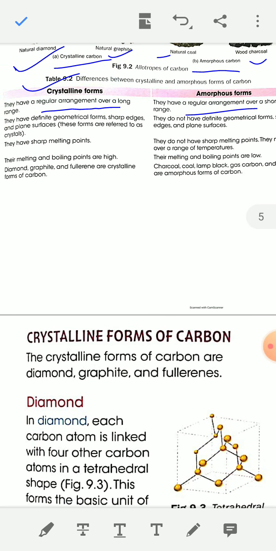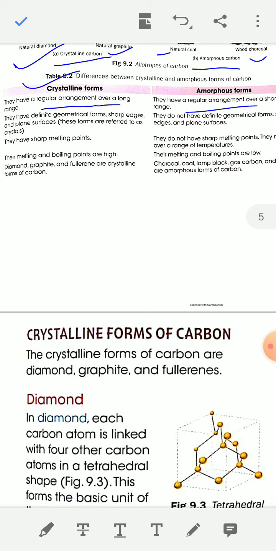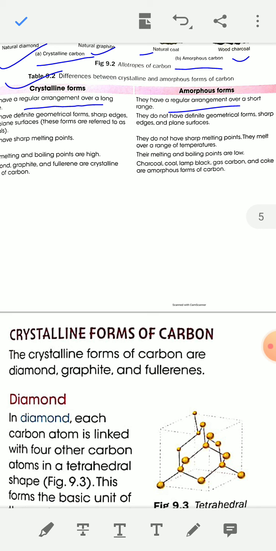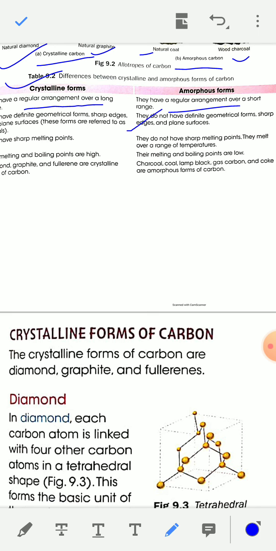Crystalline forms have definite geometrical forms, sharp edges, and plane surfaces, and these forms are referred to as crystals. Amorphous forms do not have definite geometrical forms, sharp edges, and plane surfaces.